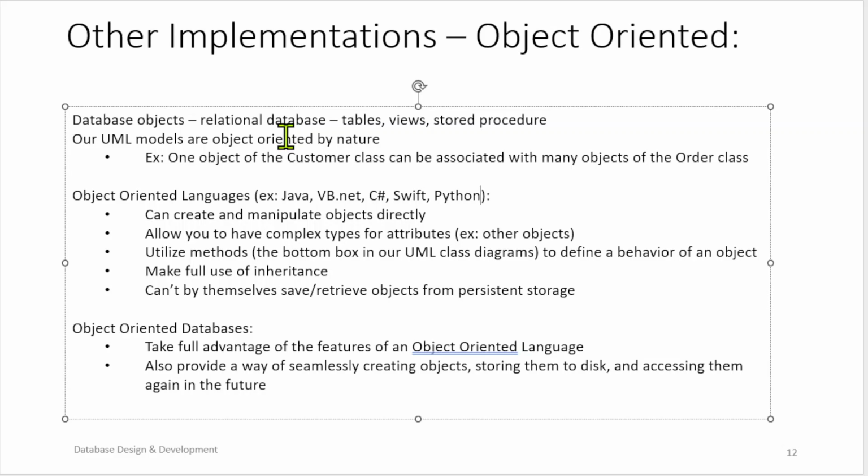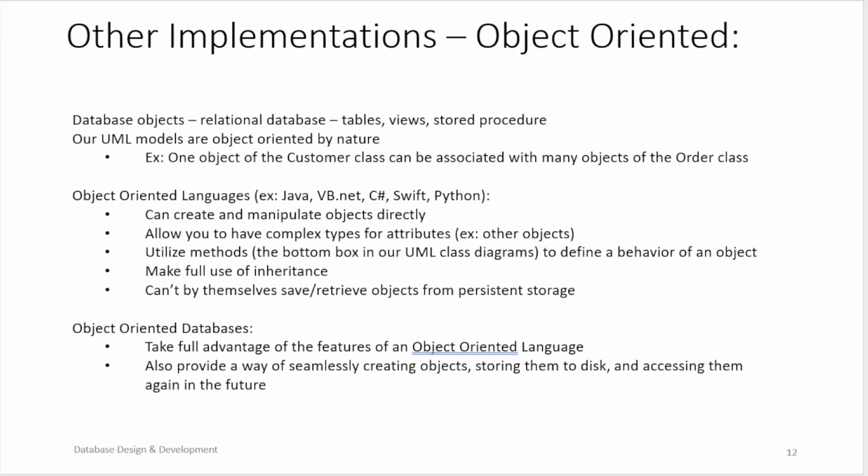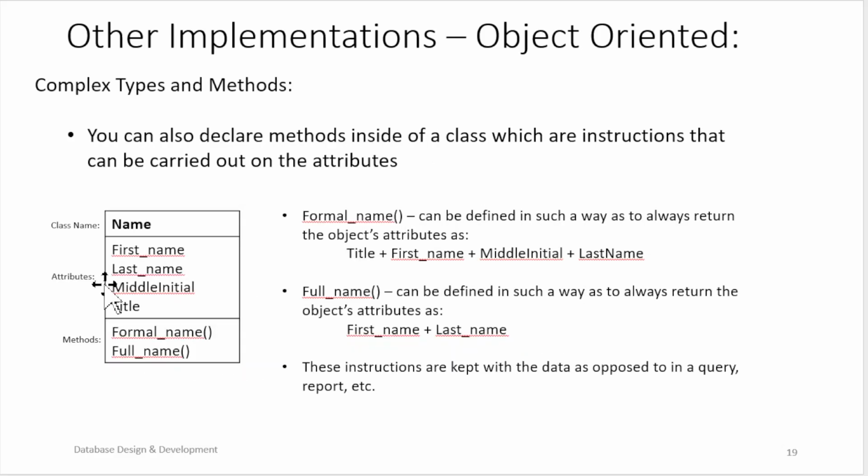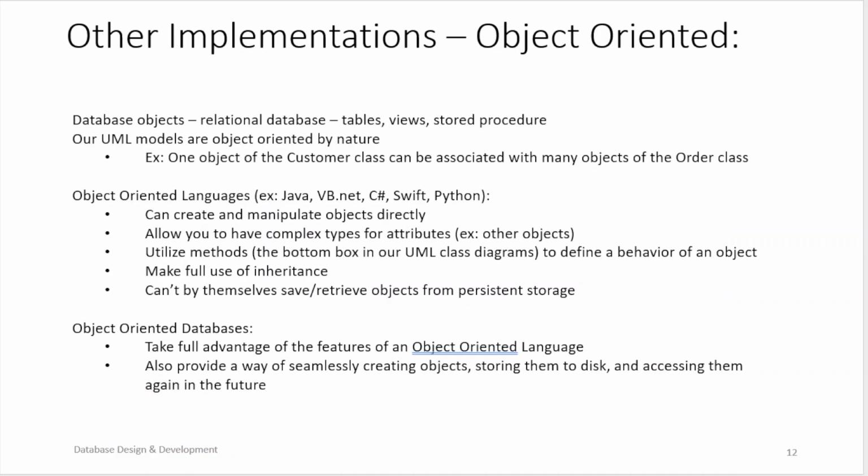You can utilize methods. If you look at the bottom box on our UMLs, we haven't used it yet. I'm going to pull one up. We have a class, we have the attributes. Down here are methods, and that bottom box we don't use. That's where you put methods. We'll get into that. If you've done any object-oriented programming, we know what methods are.